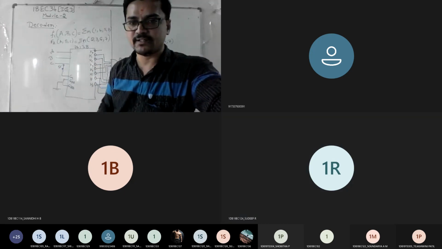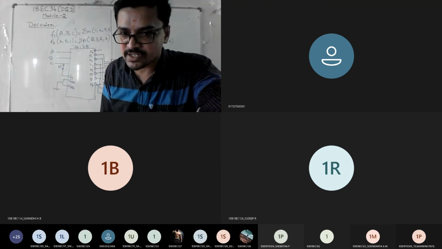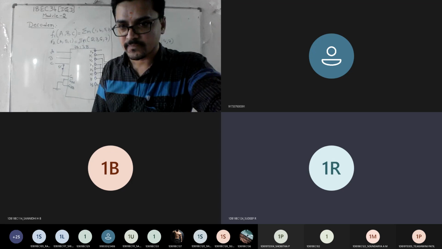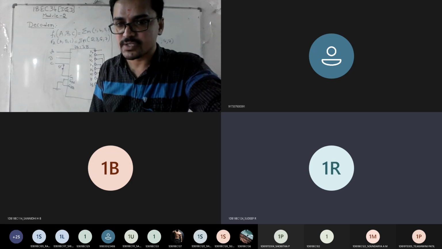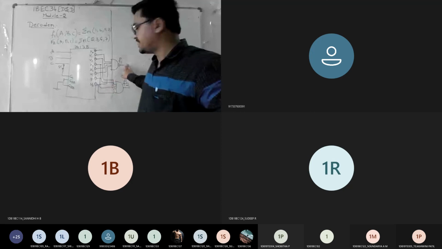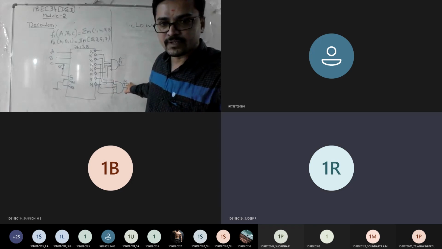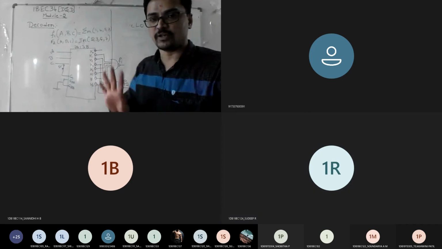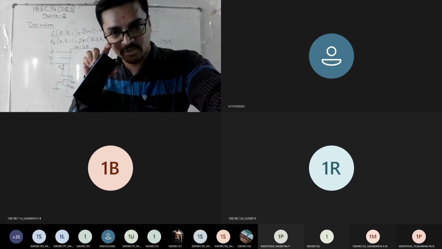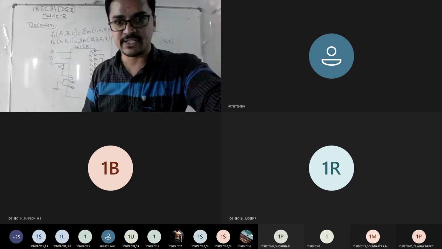Similarly, for full subtractor, same logic. What is the change? How many outputs do you have? Two outputs, and name them difference and borrow. Implement using both active high and active low. So it's a 10 marks question. If they give both together, 5 marks for each.